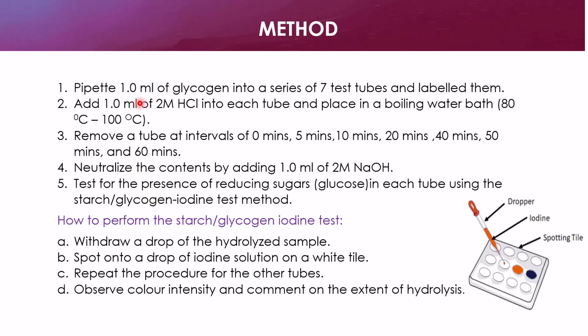So let us start by looking at the methods. First, pipette 1 ml of glycogen into a series of 7 test tubes and label them. 2. Add 1 ml of 2 molar HCl into each tube and place in a boiling water bath of say 80 to 100 degrees Celsius. 3. Remove a tube at intervals of 0 minutes, 5 minutes, 10 minutes, 20 minutes, 40 minutes, 50 minutes, and 60 minutes. 4. Neutralize the contents by adding 1 ml of 2 molar sodium hydroxide. 5. Test the presence of reducing sugars in each tube using the starch or glycogen iodine test method.